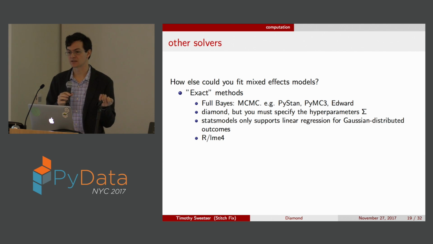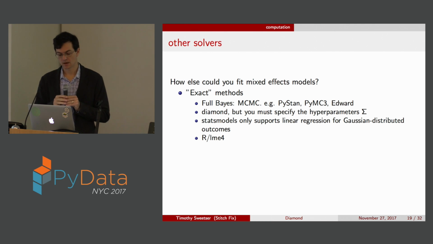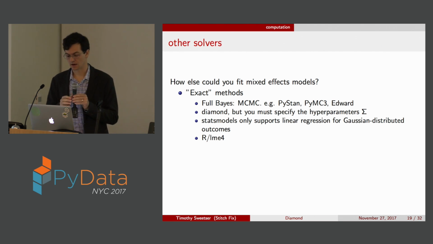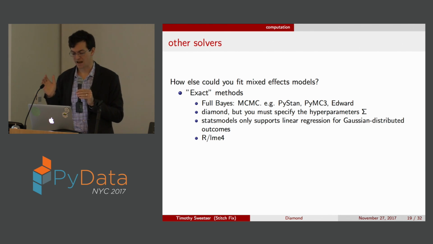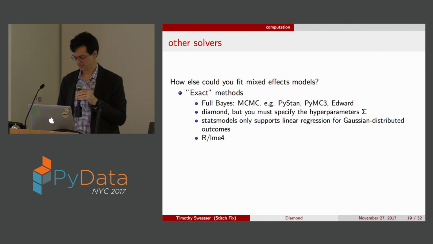So maybe I've convinced you that mixed effects models are worth considering, and you want to try fitting them. Here are a few ways that you might go about doing that. If you want to embrace the fully Bayes paradigm, you can do Markov chain Monte Carlo sampling, which is a perfectly good approach, and there are a number of good Python packages for doing this. You can use Diamond if you are willing to specify your hyperparameters somehow. Statsmodels will fit some simple mixed effects models, but only for linear regression and only for one grouping factor. Or if you're willing to use R, you can use LME4. But this can be awkward if your production pipeline is Python, Python, Python. It's awkward to splice R in the middle.